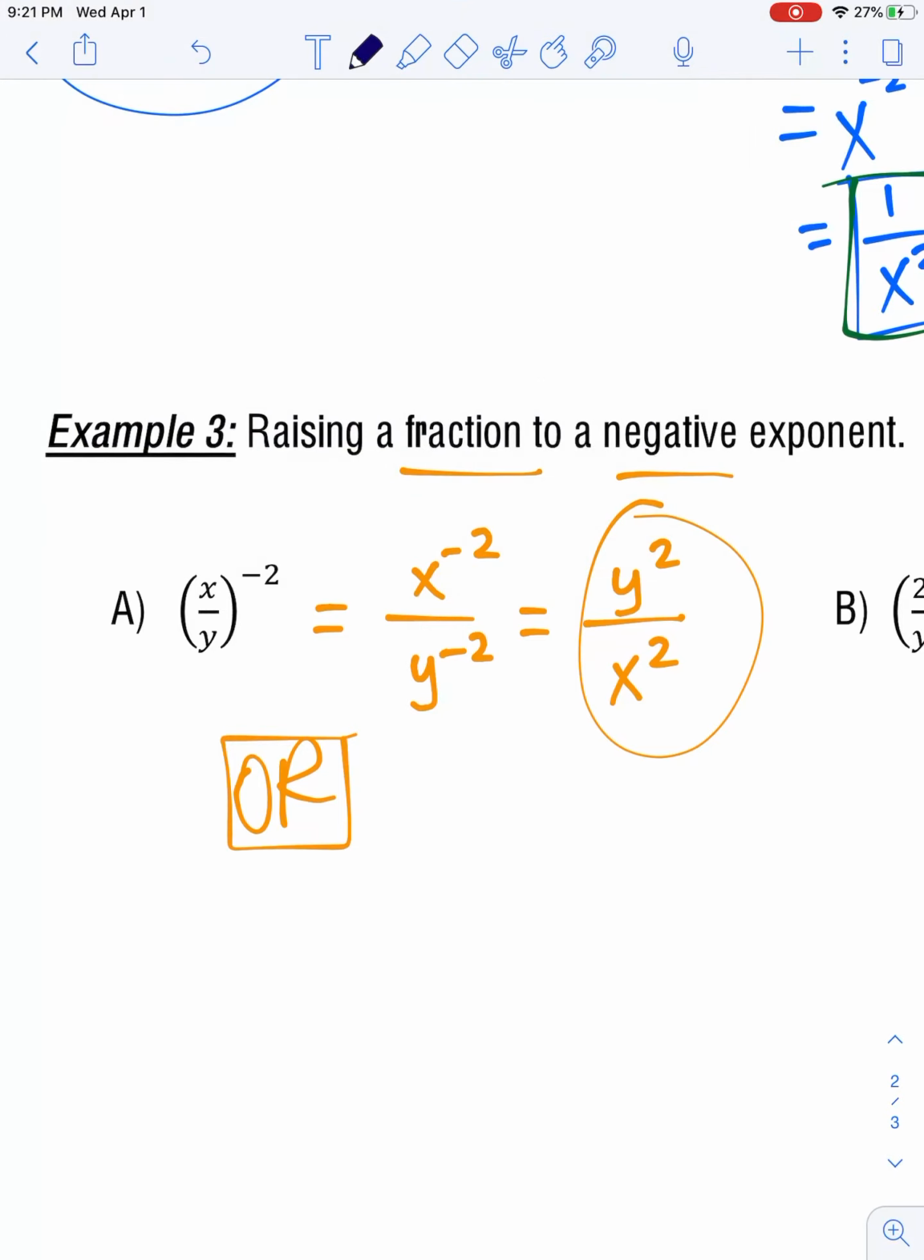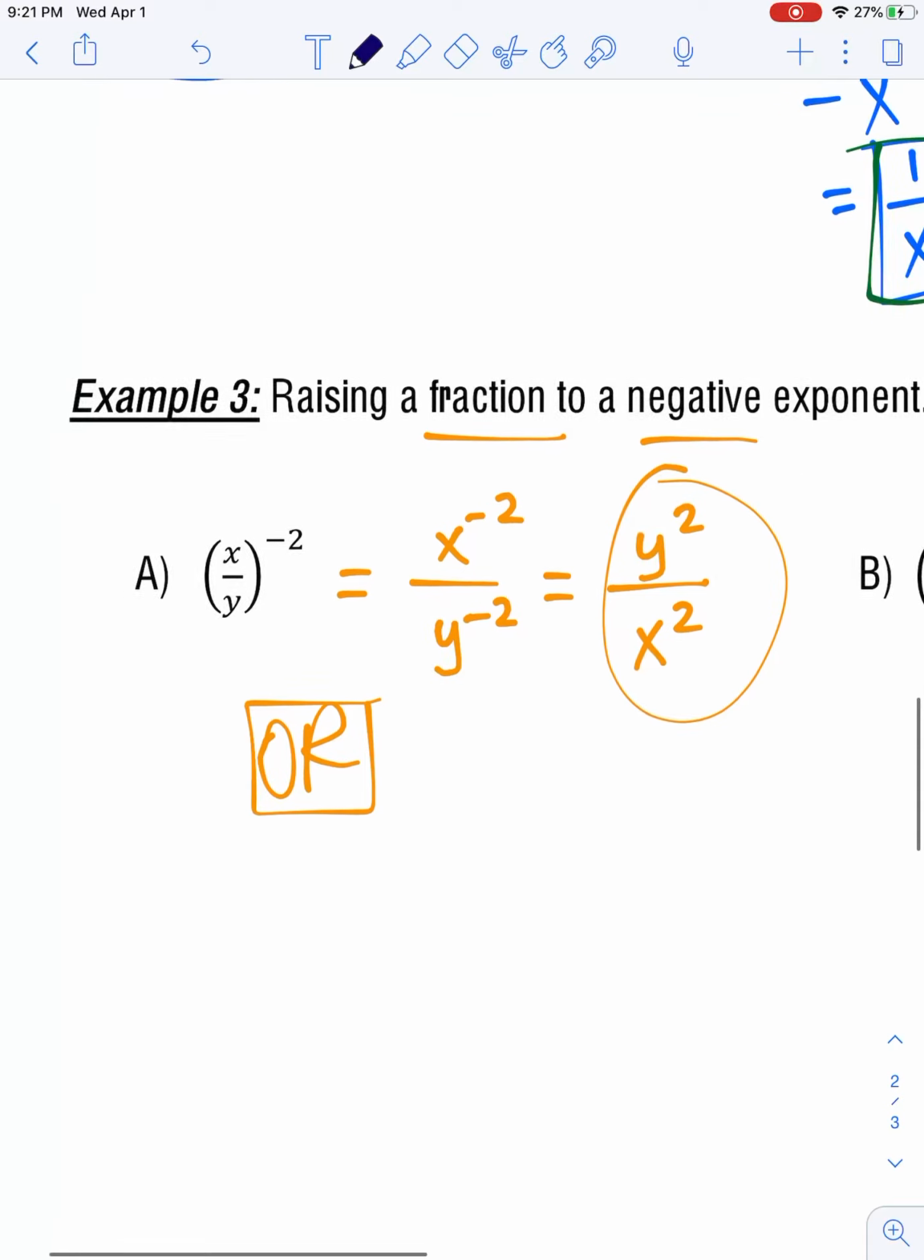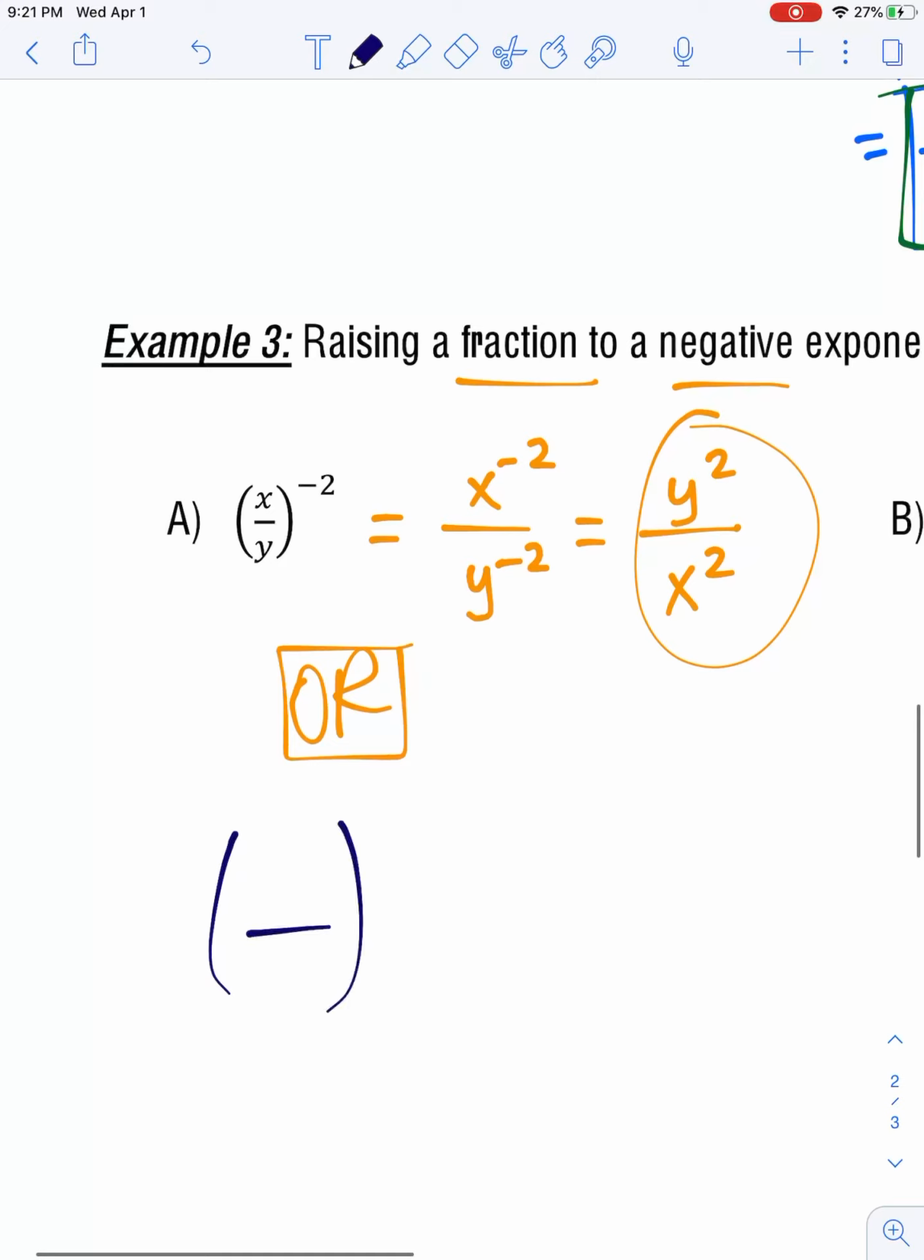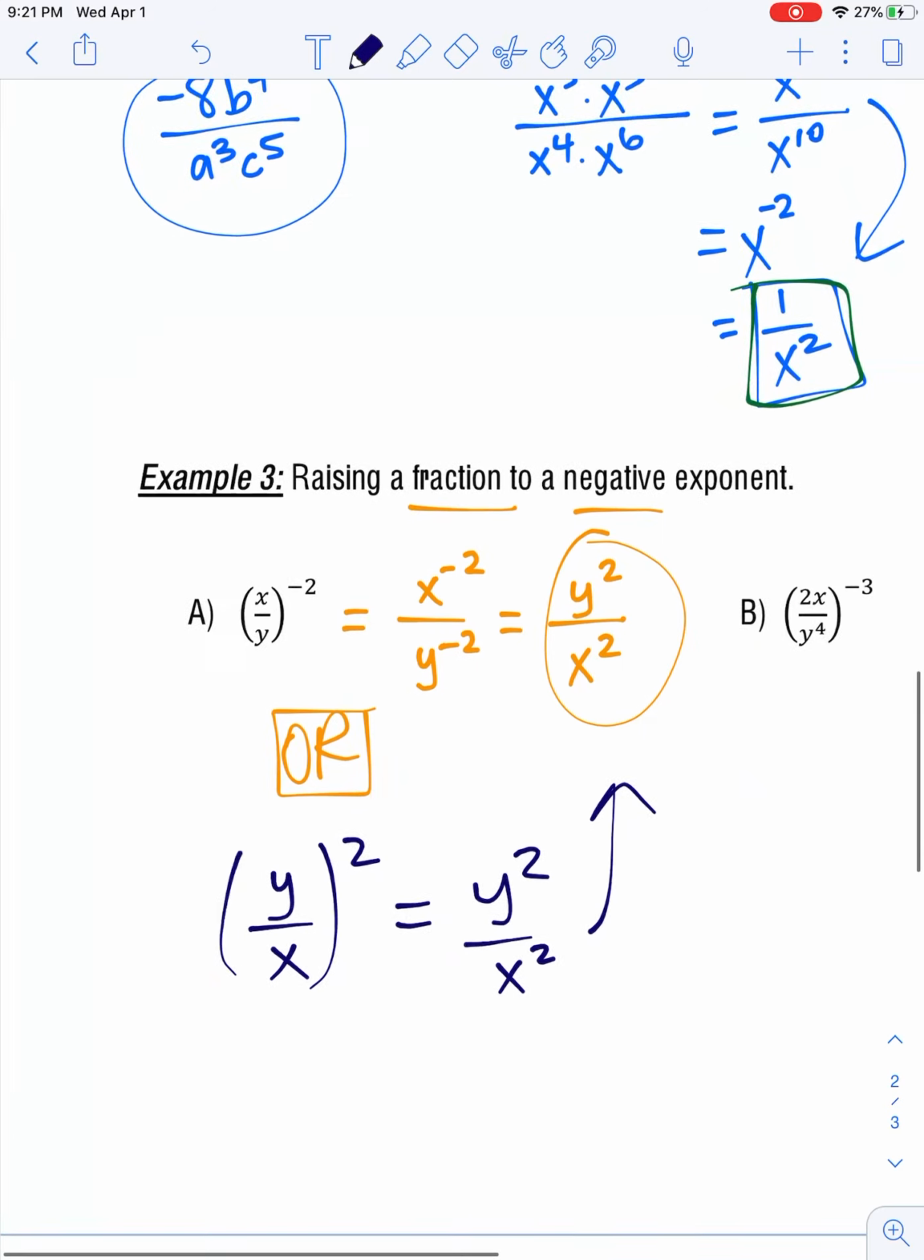So another way we could have done this is, since we know with a negative exponent that everything is going to be raised to the negative and anything on top moves to bottom and bottom moves to top, you can right away take your fraction and flip it. It's also called the reciprocal, and make the exponent positive. And from here, then y squared over x squared would give me the same answer.